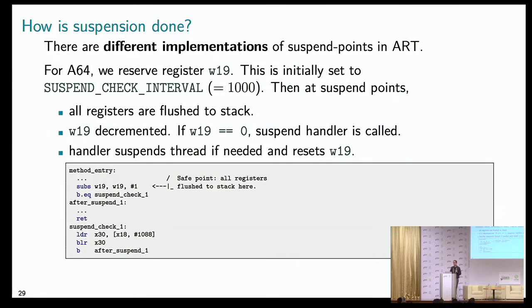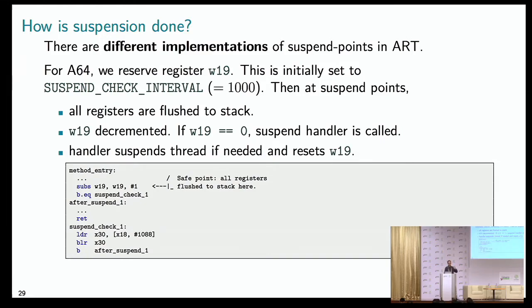So now let's have a look at how suspension is done in practice. This is the way we do it for the x64 backend. For the ARMv8 architecture, there are different implementations in ART. This is one. For A64, we do as follows. We take a register, number 19, and we set it to a value of 1,000 at the beginning. Then when we reach a suspend point, we decrement the register by 1. And we have two cases. Either the value of W19 is greater than 0, and then we just continue.